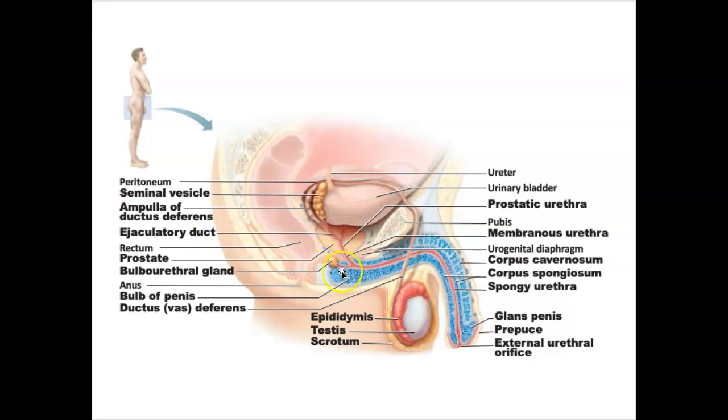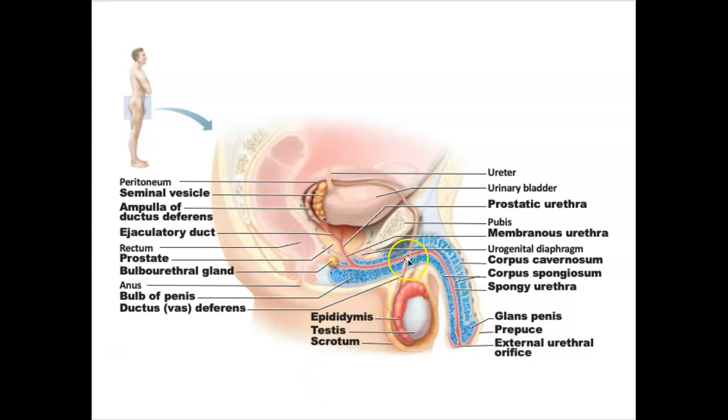The bulbourethral gland right here, you can see kind of on either side, within the urogenital diaphragm, on either side of the membranous urethra. So we're looking just at one side, but it would be on the other as well. This is difficult to find. It's about the size of a pea, so don't search terribly hard to find it, but it secretes a mucus that coats the spongy urethra.